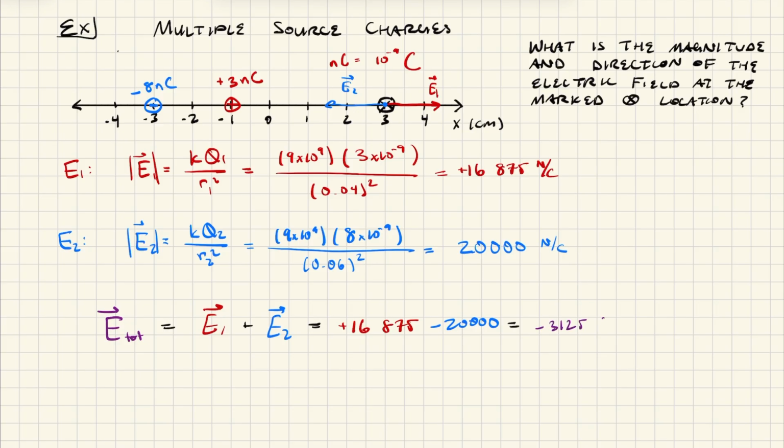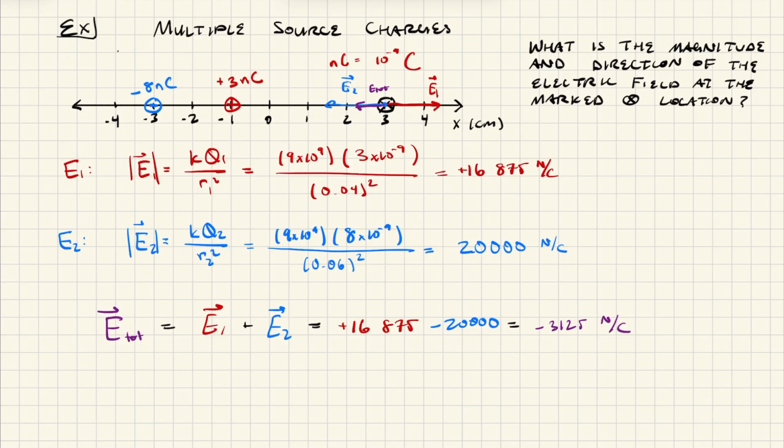3,125 newtons per coulomb. Because we see a negative sign here, this means that the leftwards pointing value was greater than the rightwards pointing value, or in other words, the total electric field at the very end points to the left. And so if we wanted to diagram the total electric field, it would look something like that. Okay, and so now by superposition, we have figured out what the total electric field is from these two constituent individual electric fields.